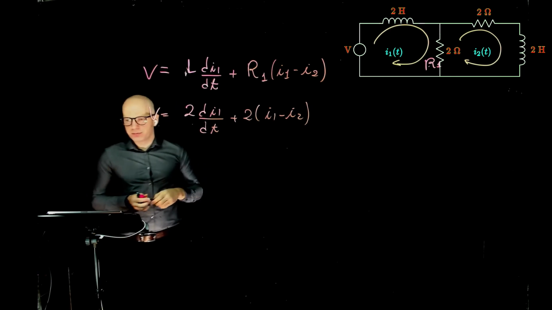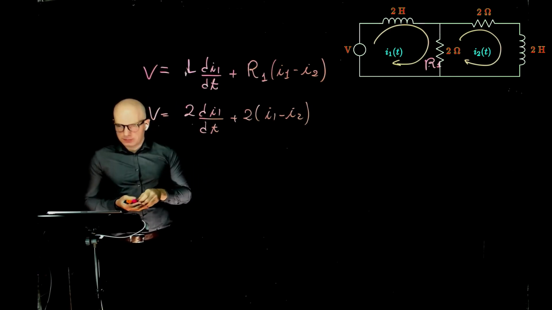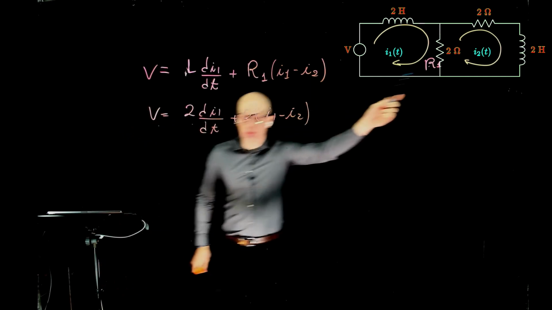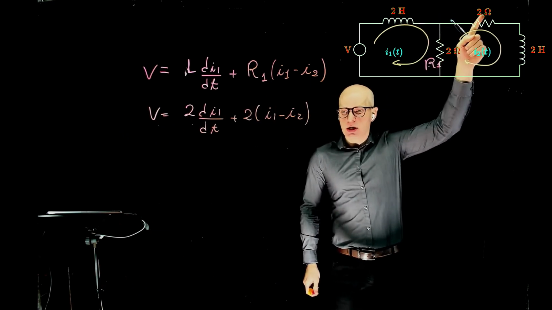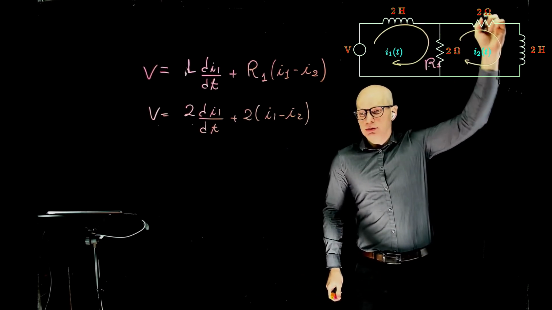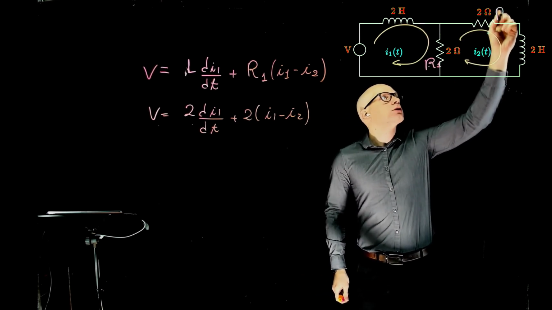Second loop, what do we get? Second loop right there. Let's start maybe with this R here. Let me call that one R2, just to avoid confusion.